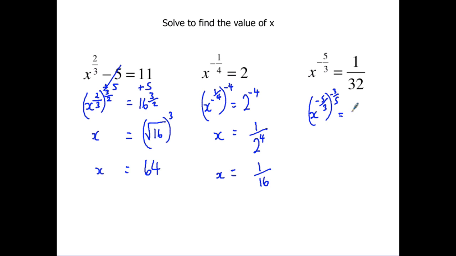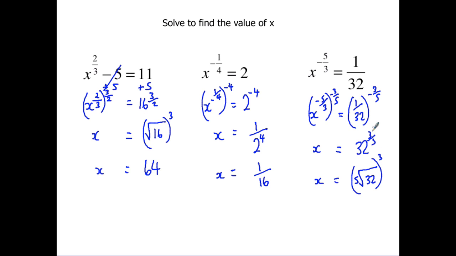And we've still got, so we'll do the same thing to the other side as well. So 1 over 32 to the minus 3 over 5 gets us back to x. If you remember, the negative term here tells us it's 1 over, so in effect the reciprocal of. So this will become 32 to the 3 over 5, which implies the fifth root raised to the power of 3. The fifth root of 32 is 2, and 2 raised to the power of 3 gives us 8.